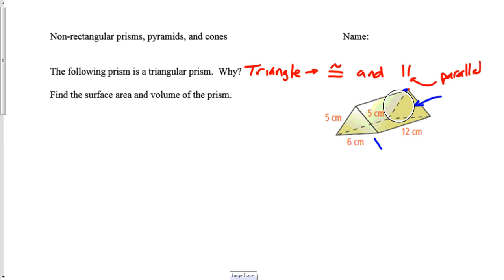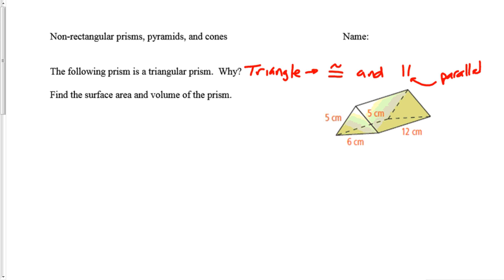And the exact same thing happens with the front. If we were to look at this front right piece, that touches the base and it touches the left side, which means it's not parallel to those sides. So the base has to be the two triangles, the front and back. So what we're going to do is find the volume, surface area, and the volume of this shape.